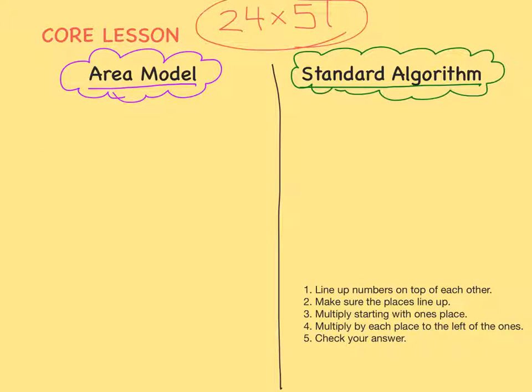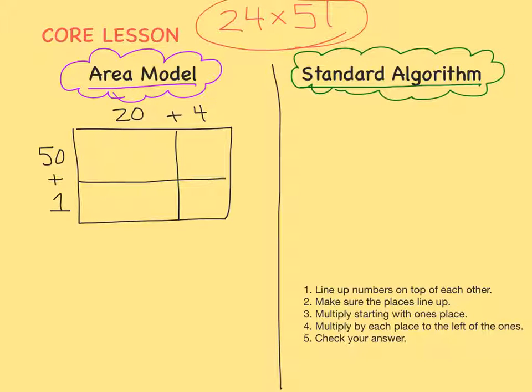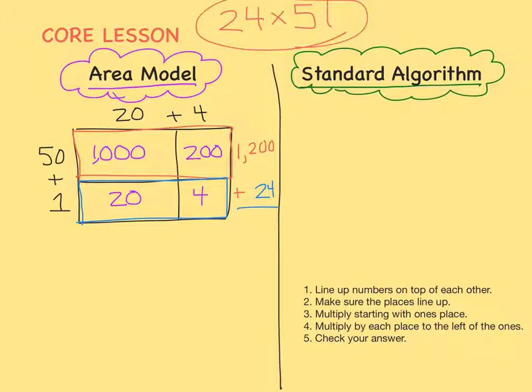Now let's try area model and standard algorithm with a 2-digit by 2-digit problem. Set up your area model first. Multiply to find the area of each box. Add your rows together. 24 times 51 equals 1,224. Let's check it with standard algorithm. Set up your numbers on top of each other. Make sure ones are on top of ones and tens are on top of tens.